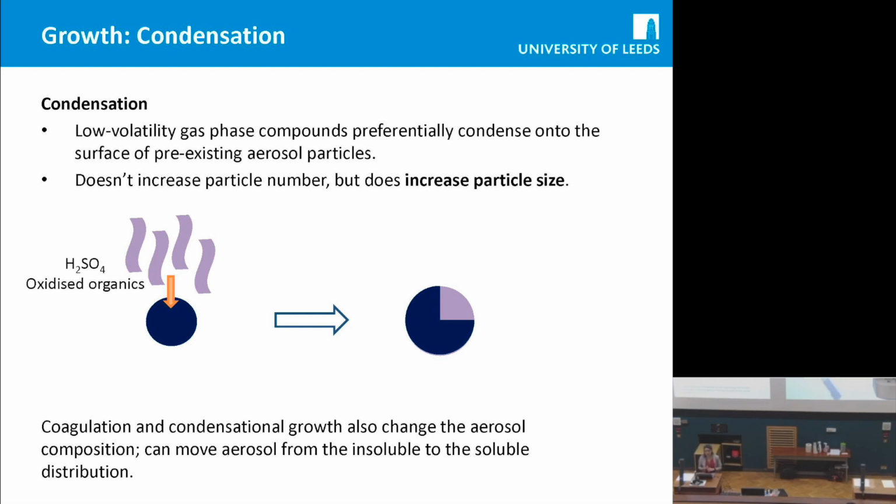And this is a really important process because it's probably the main way that our small nucleated particles are growing to a size where they're big enough to act as cloud condensation nuclei. The other important consequence of this is that by having these gas phase soluble compounds condensing onto insoluble particles, that process, after a certain number of time steps in the model, will transfer particles from the insoluble mode to the soluble modes. So once they get a certain amount of soluble material in there, a fraction of the material will be moved over to the soluble mode.